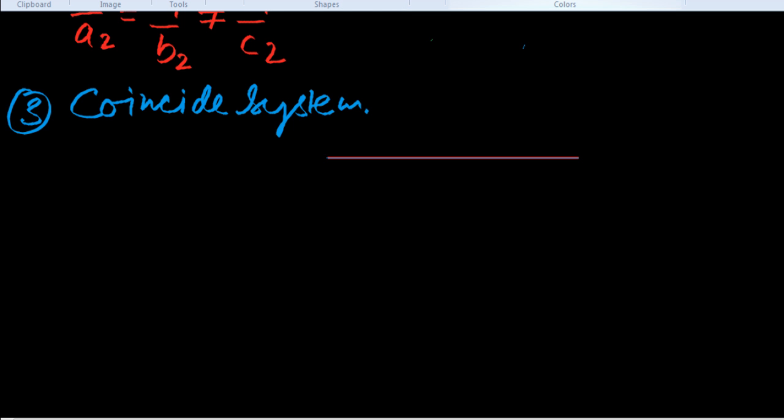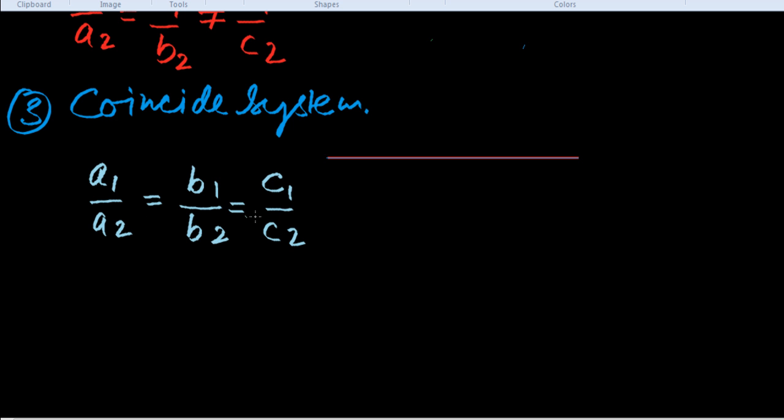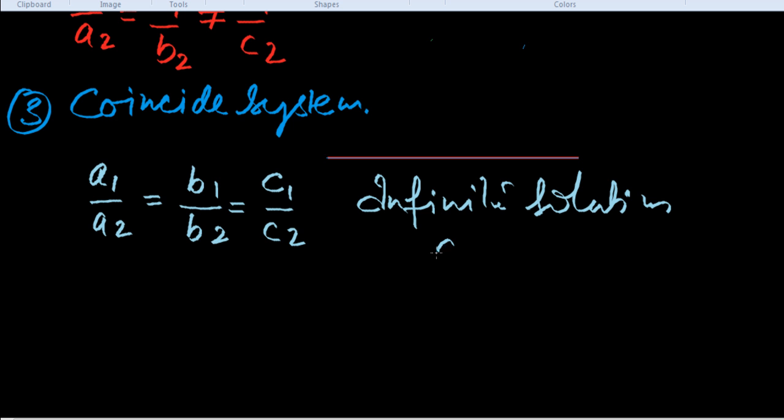Here you see what the algebraic relationship between them is. I explain here. The ratio of the coefficients of x is equal to the ratio of the coefficients of y, which is also equal to the ratio of the constants. So all the ratios are equal, then it represents the coincide system. It will give us infinite solutions, or many solutions, we will get over here.